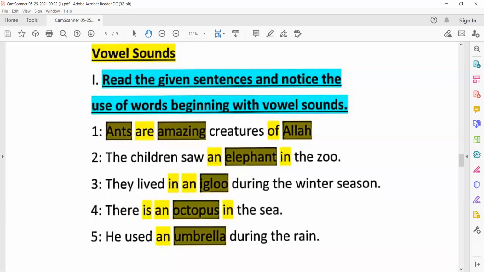Elephant, e. Elephant. It gives us an e sound. This is a vowel sound, e. Okay? An. A. It gives us the sound of I. This is a vowel sound. The zoo. Z. Look at the word.